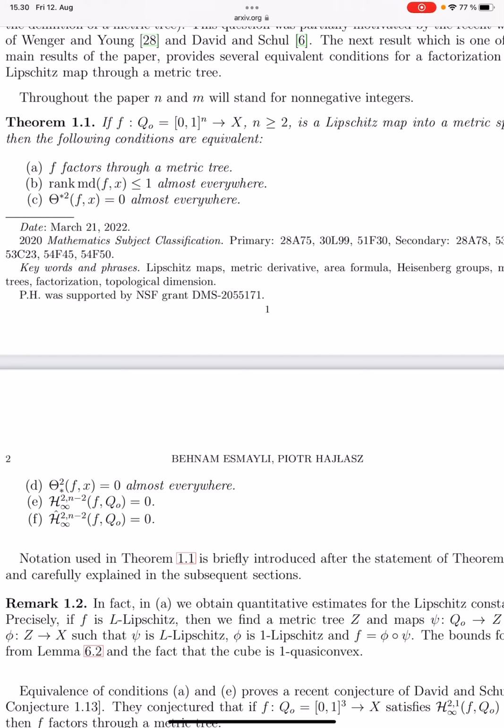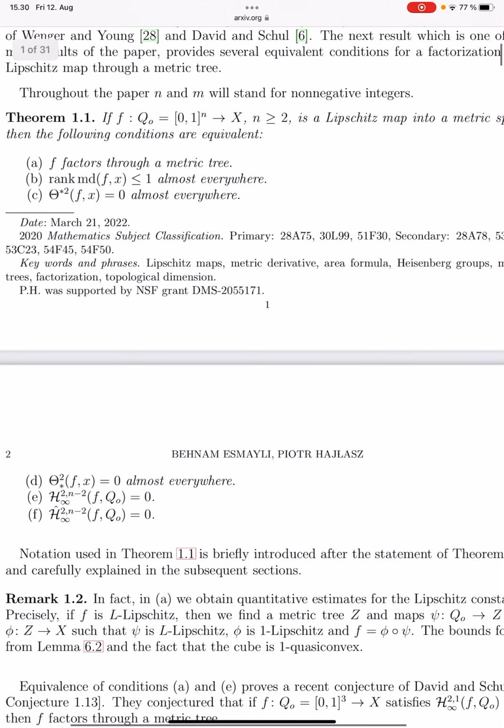So the main theorem says that if you map from the cube into a metric space, there are no restrictions on the metric space, by the way. If this map is Lipschitz, then you can factor f as I described above through a metric tree, which will be our z, if and only if one of the other conditions here holds. If the rank of the derivative of f, of course this derivative is not your typical calculus derivative, as x is only a metric space, but there are ways we can put meaning to this.